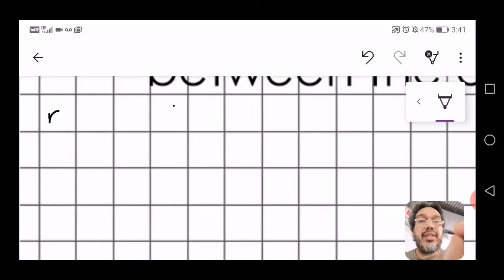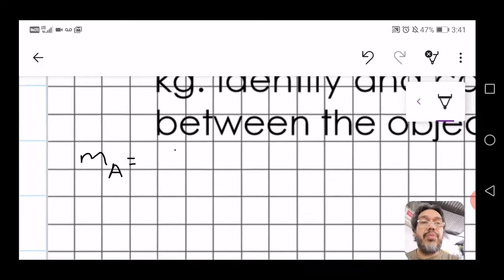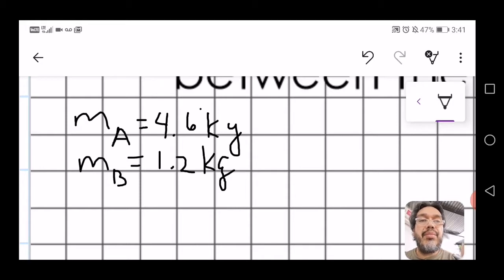The mass of block A is 4.6 kilograms. The mass of block B is 1.2 kilograms. And the mass of block C is 3.7 kilograms.